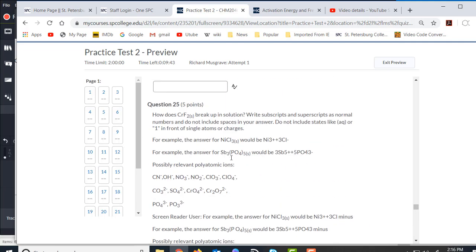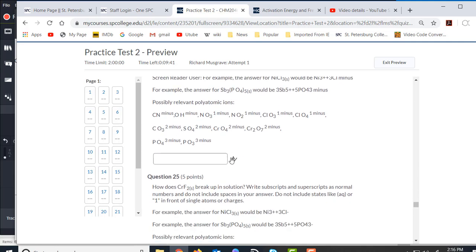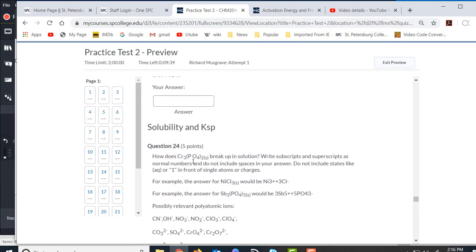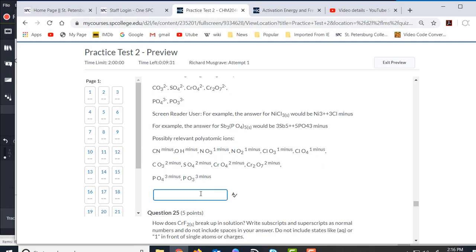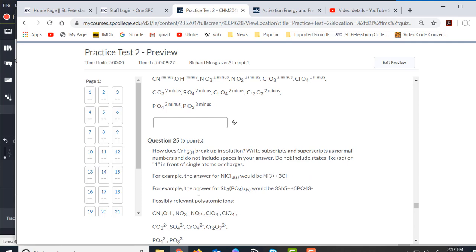And you can see they're all pretty much the same thing. I'm going to do both of these. I'm going to do this one here, Cr3(PO4)2. I'll also do CrF2 as well, and to show you how to format the answer for those kinds of problems. So this is effectively 24 through 27 that we're looking at here.